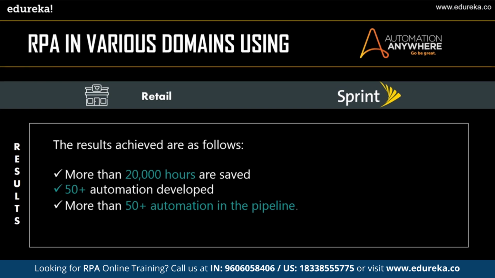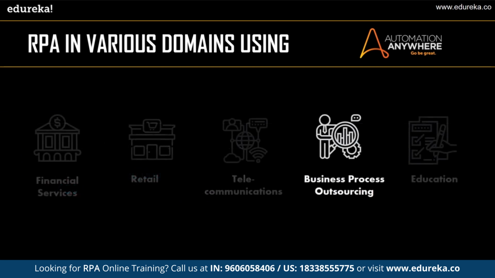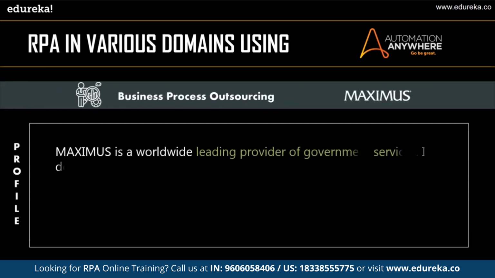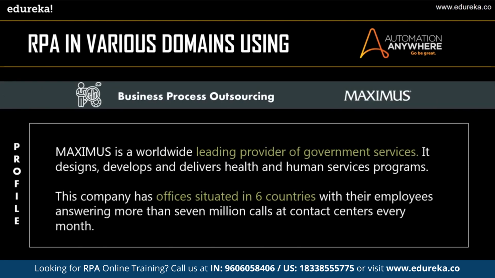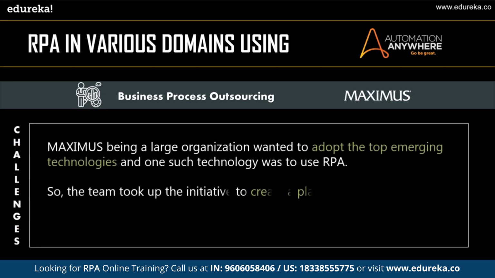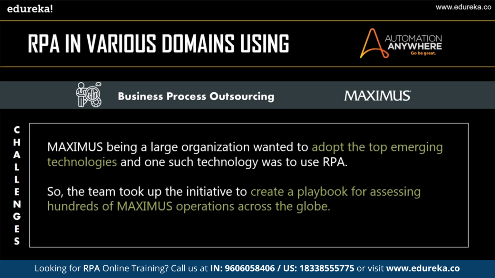Now let's move on with our next domain, that is RPA in BPO or business process outsourcing. So to explain you how RPA can be used in BPO, I've considered the Maximus organization. Maximus is a worldwide leading provider of government services and it designs, develops and delivers health and human services programs. This company has offices situated in 6 countries with their employees answering more than 7 million calls at contact centers every month. Now, Maximus, being one of the large organizations, wanted to adopt the top emerging technologies, and one such technology was to use RPA.